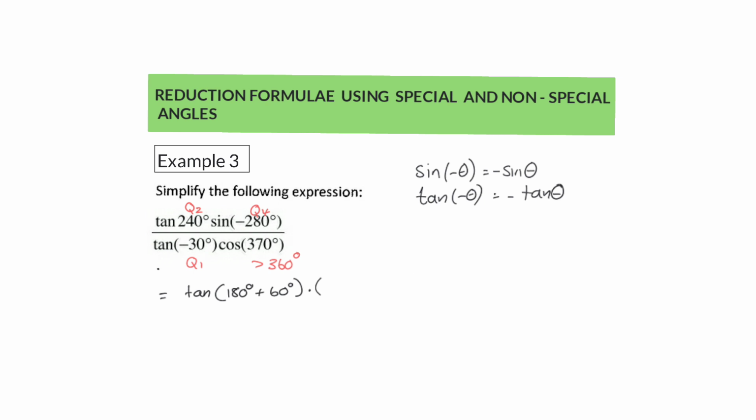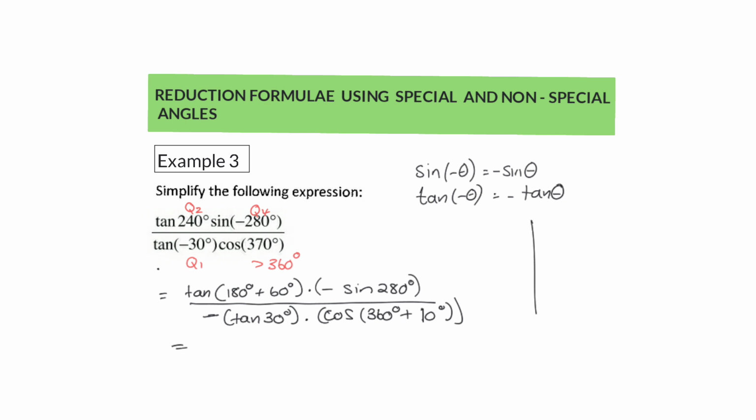Now I'm first going to take the negative away here before I start doing anything with the 280. The tan of a negative is negative tan of that angle. Okay, cos, we have to see how many 360s we can add there. 360 plus 10. No, that's a small angle. Okay, now we're going for our CAST rule. All stations to Cape Town. Tan in the third quadrant is positive, so it's going to become positive tan 60.